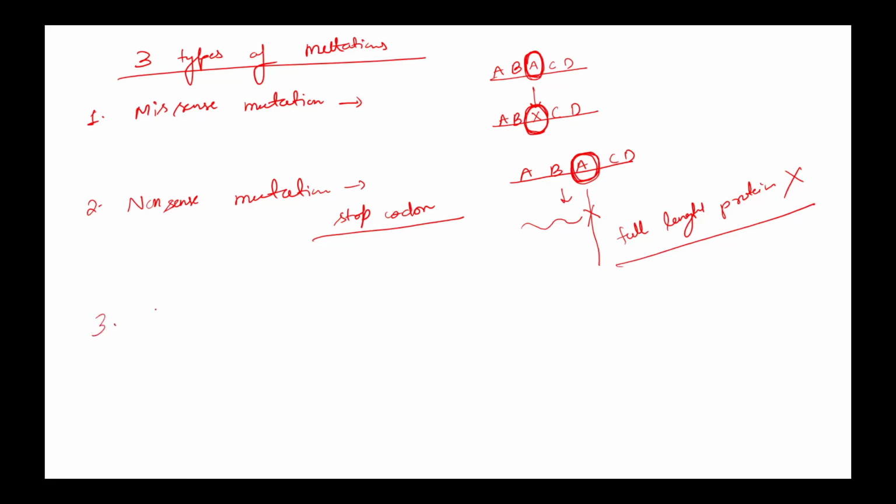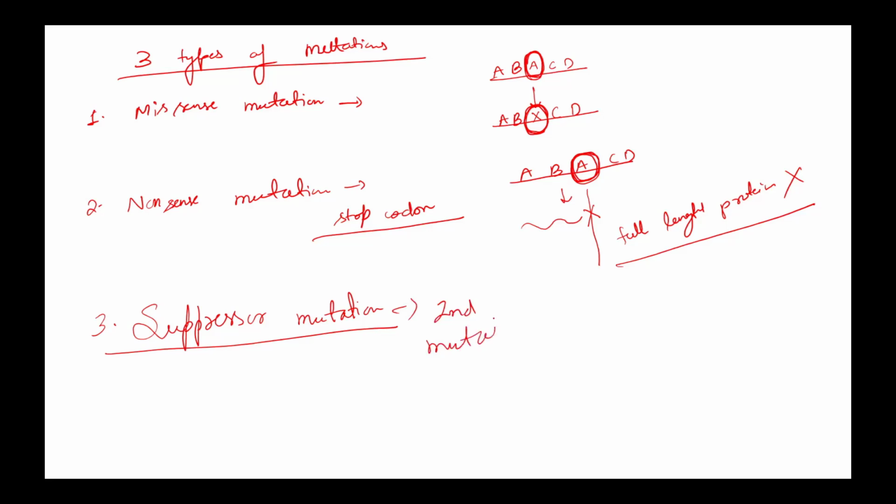The third mutation is the suppressor mutation. A suppressor mutation is another mutation, apart from these two. It is a second mutation which takes place in the sequence and alters the outcome in such a way that it restores the original phenotype or the original sequence.